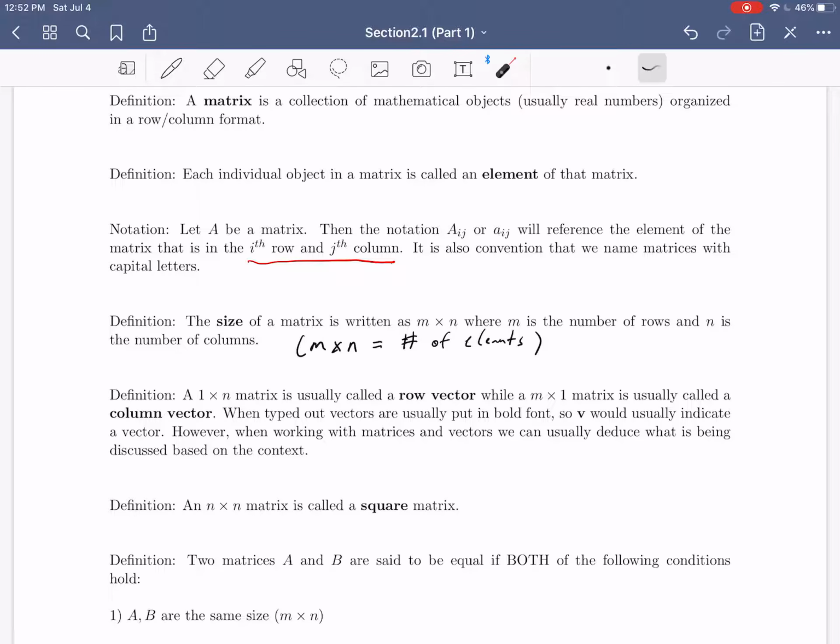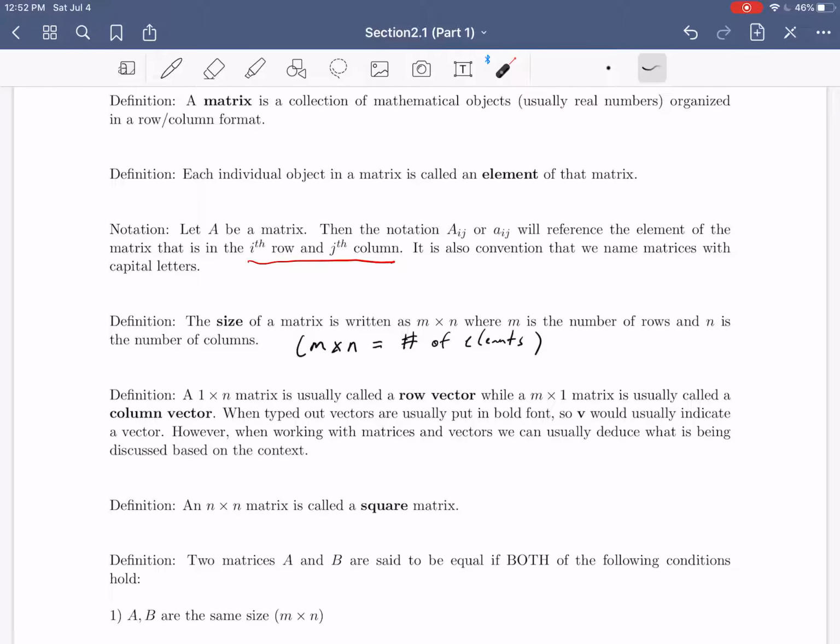When typed out, the convention I'll try to use in these documents you're reading over is that we usually put vectors in bold font. So if you see something like a V in bold, that usually indicates a vector. Your textbook also generally does that, but keep in mind that when working with matrices and vectors, you can usually figure out what's being talked about. Are you talking about a scalar, meaning just a number, a vector, or a matrix? Usually just based on the context. A lot of times, talking about anything else wouldn't make a lot of sense.